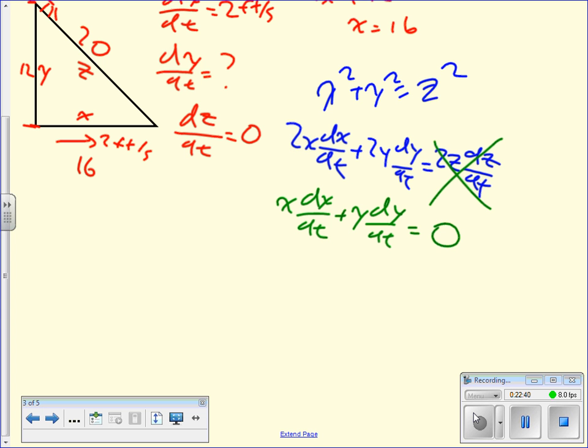What do I know? I know x, I know y, I know dx/dt. I have 4 things, I know 3 of them. Can I find the 4th one? Yeah, that's algebra 1. Plug in the numbers and solve for dy/dt. That's it. Seriously, it's algebra 1. Watch your negatives and positives.